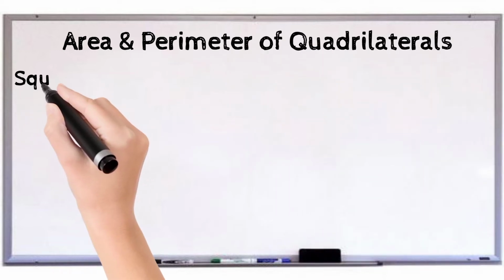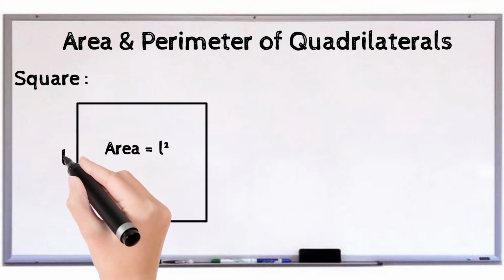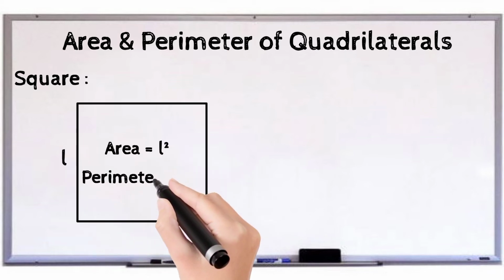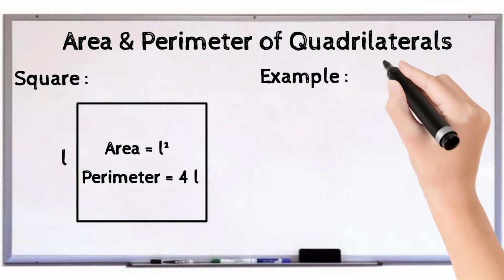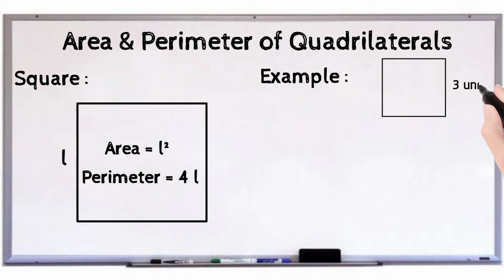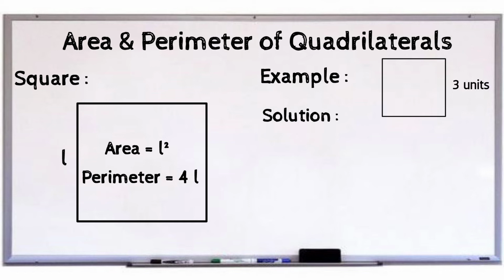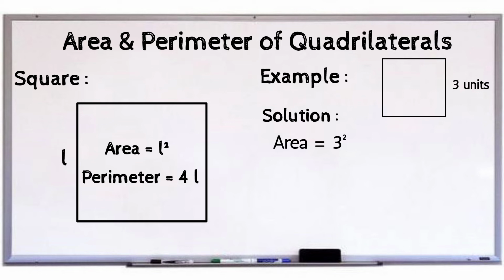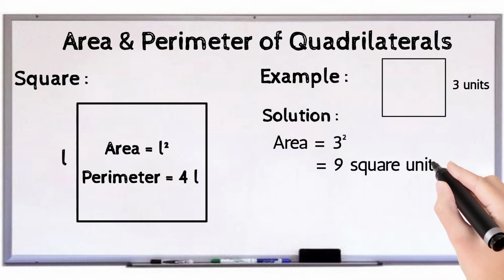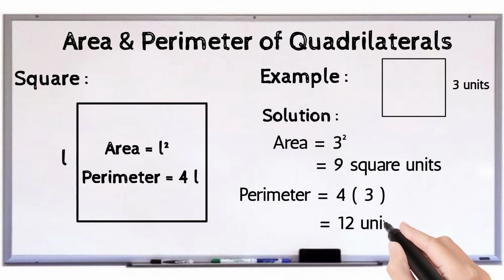The first one is square. The area of square will be L square if L is the length of the square, and the perimeter will be 4 times L. Now let us solve an example in which length of the square is 3. As discussed earlier, area of square is L square, meaning we have to take the square of length for the area of the square. So area is equal to 3 square, that is 9. And perimeter will be equal to 4 times 3, that is 12 units.